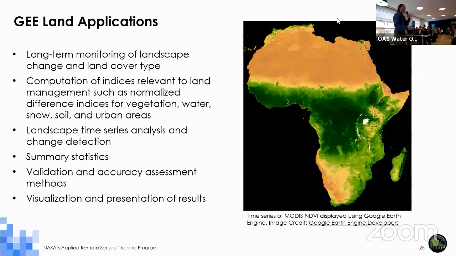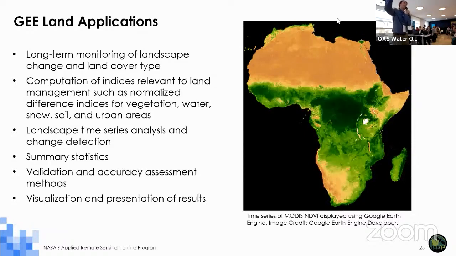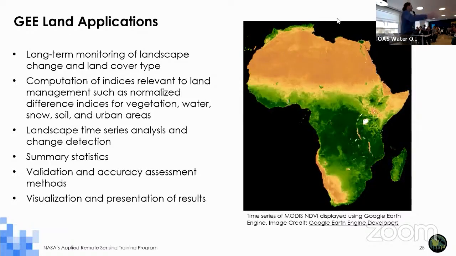It also takes a lot of the heavy computation and puts it on their cloud servers, which is a benefit. Also for large areas, for landscape time series analysis and for change detection, it's incredibly powerful for summary statistics. And when I talked about classification, you always have to do some type of accuracy assessment, and you can also do that within Earth Engine. So, next slide.